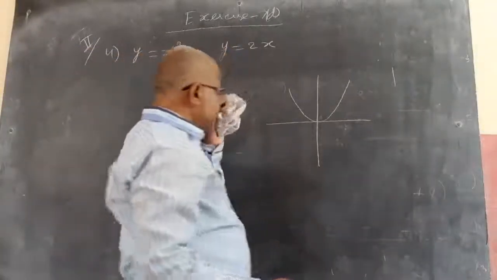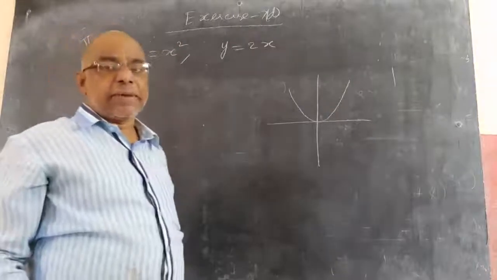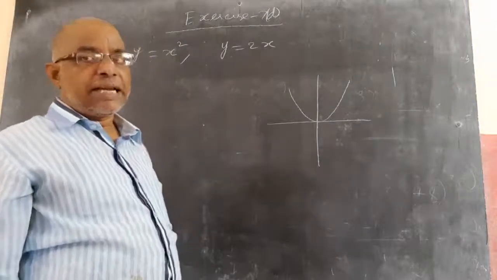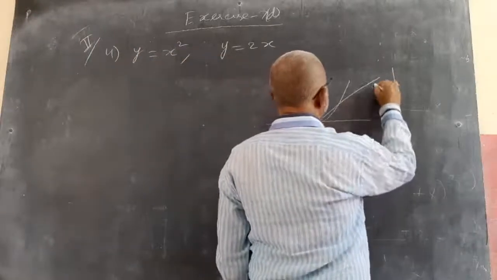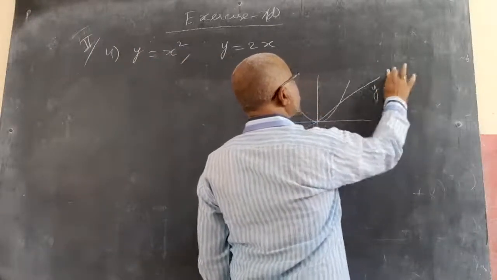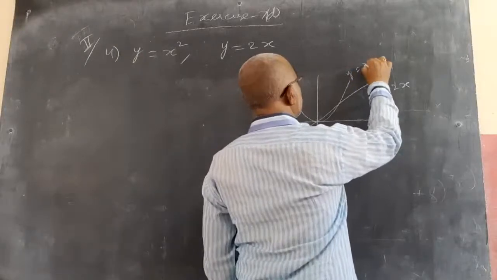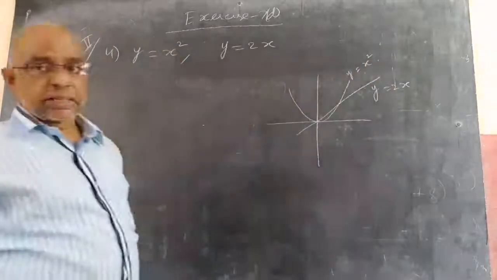The next line, y is equal to 2x. You know it is a line, y is equal to mx plus c. c is 0 means it is a line passing through origin. So you will get the line y is equal to 2x, it is this. The y is equal to 2x line is this. And this is y equal to x square.